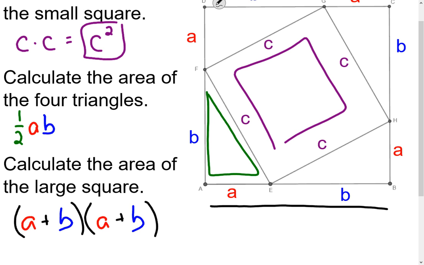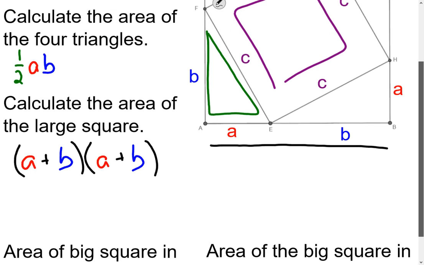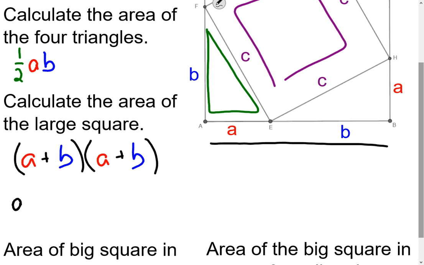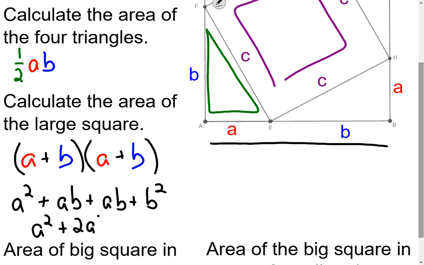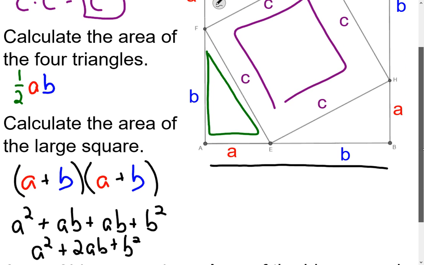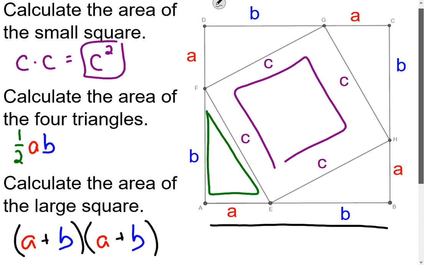Now, that is a little FOIL problem. So when I FOIL all this together, I'm going to end up with A squared plus AB plus AB plus B squared, which when I put it all together and simplify it, is A squared plus 2AB plus B squared. Now, the reason I did that is because now we have essentially two different ways to calculate the area of this big square.